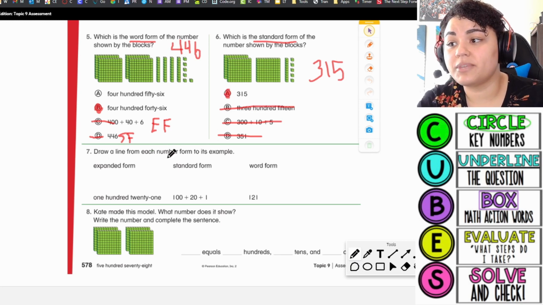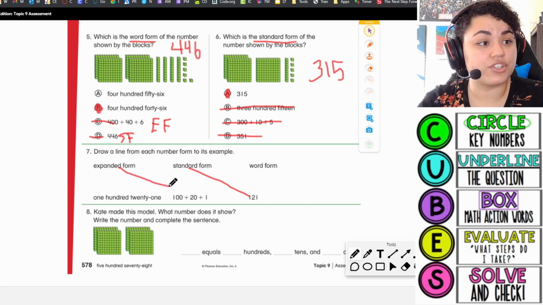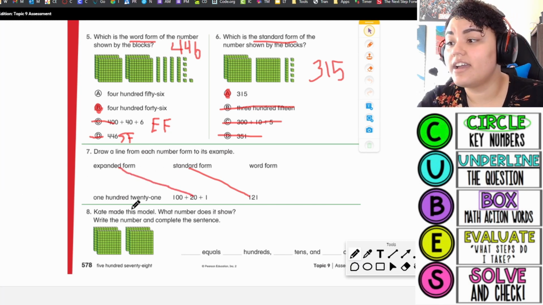Draw a line from each number to its example. We have expanded form, standard form, and word form. Standard form is the regular number. So of these, that's the regular number. Expanded form is the math equation, so we can draw that there. And then the word form is the words.